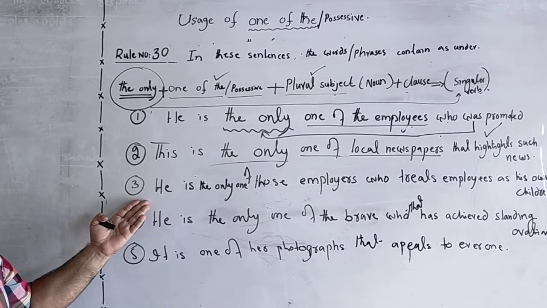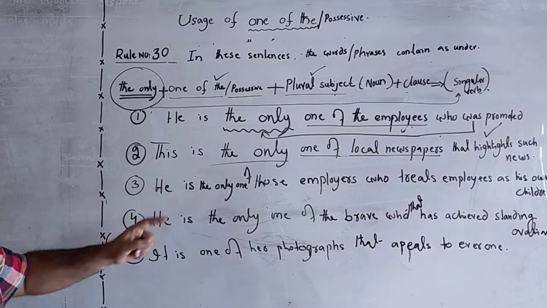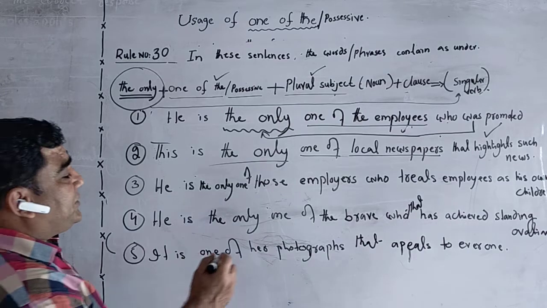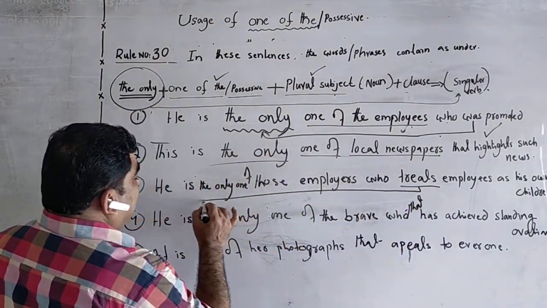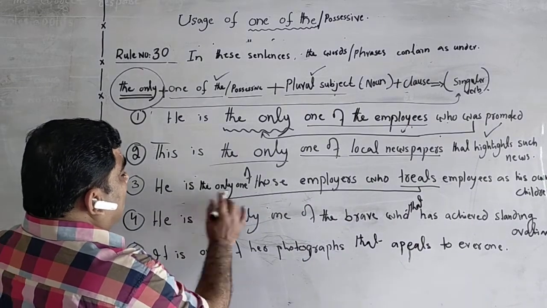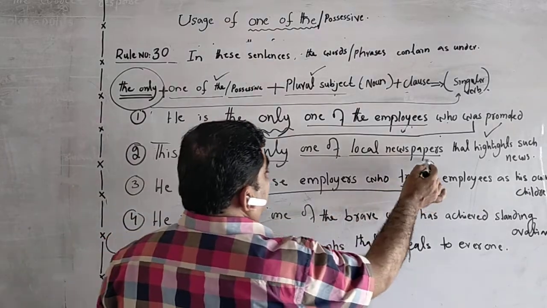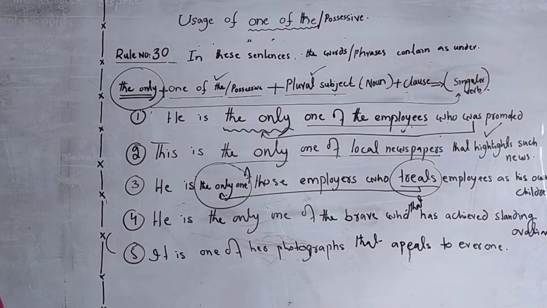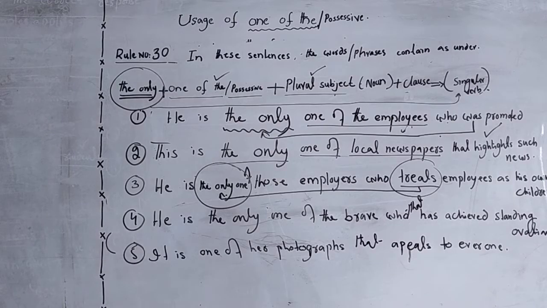See the next sentence, number 3. He is the only one of those employers who treats. See, who treats. Now this treats is related to the verb, the only one. The only one. This one and this treats, we have to make the proximity between the two. Next one is, he is the only one of the brave who.